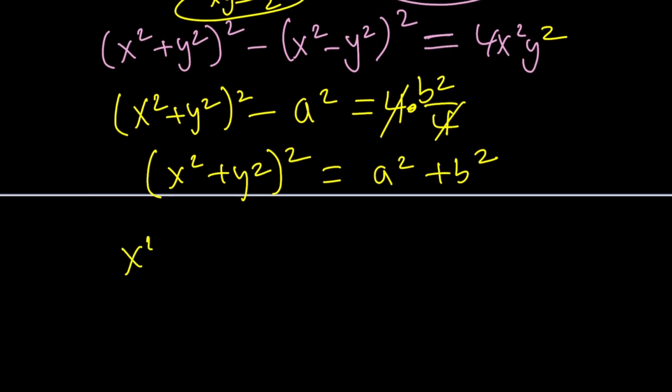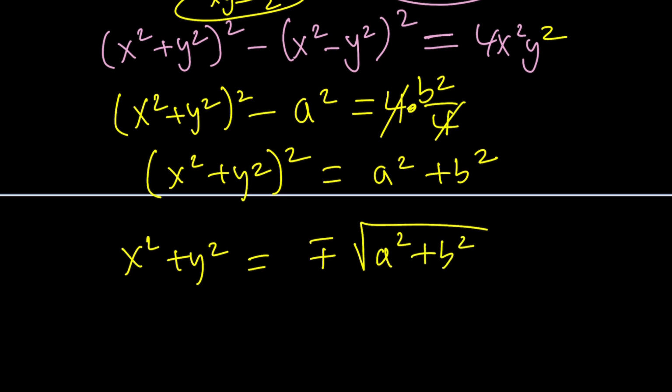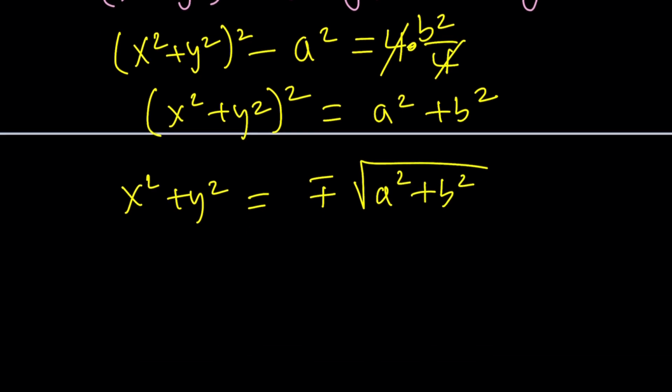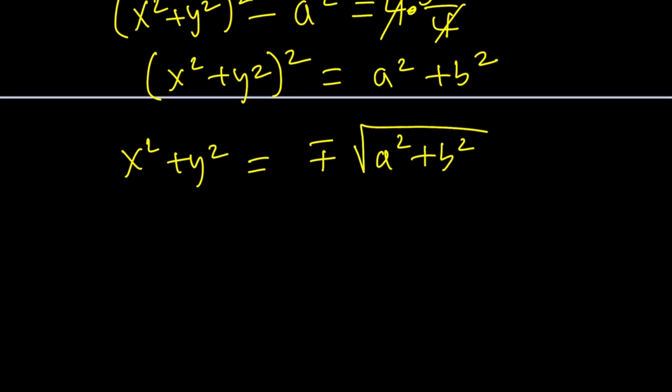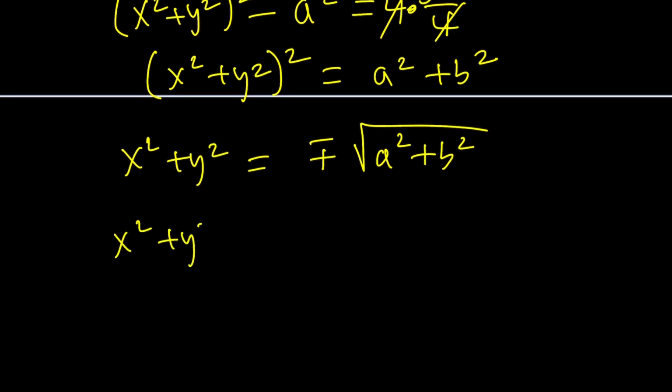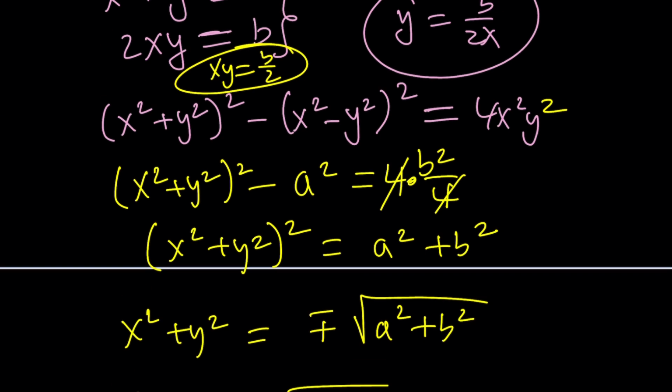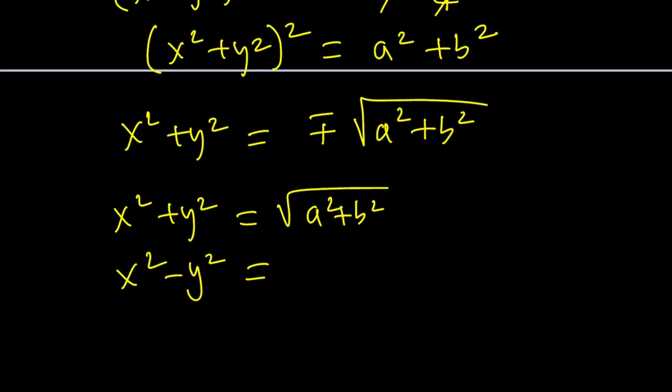Because from here you get x squared plus y squared is plus minus the square root of a squared plus b squared. So there are two solutions, and that's normal. We can go ahead and take one at a time. Since we also know, let's just start with this and then use the fact that their difference of squares is a. We can go ahead and solve this as a system, right?